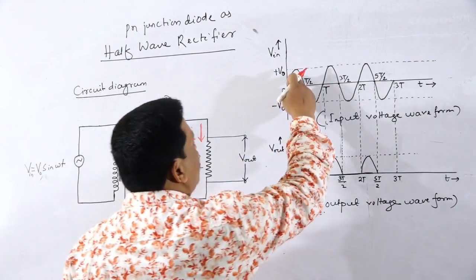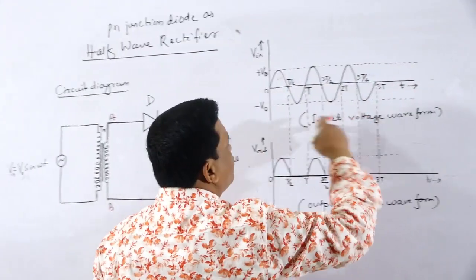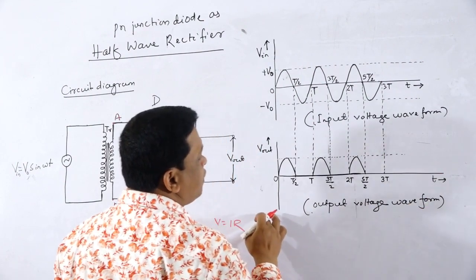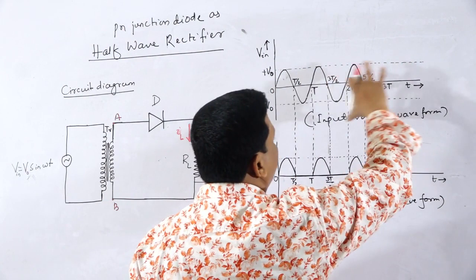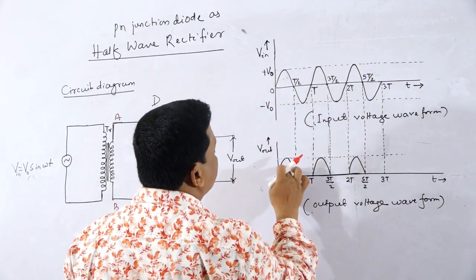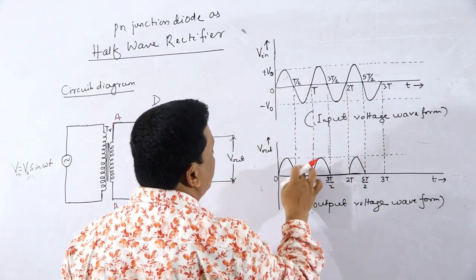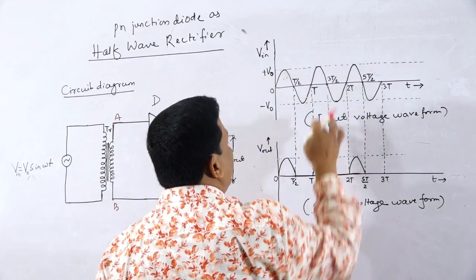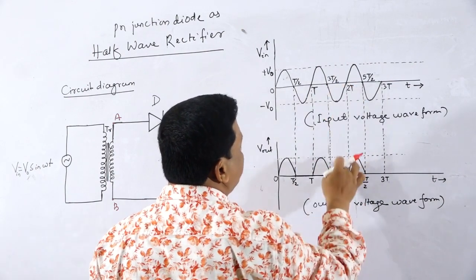Look at this graph. This one is the voltage graph for the input voltage, and this is the voltage-time graph for the output voltage. This one is the output voltage, this one the input voltage. During the positive half cycle we are getting output voltage. During the negative half cycle of input we are not getting any output. This is blank. Again we get output for the positive half and no output for the negative half.